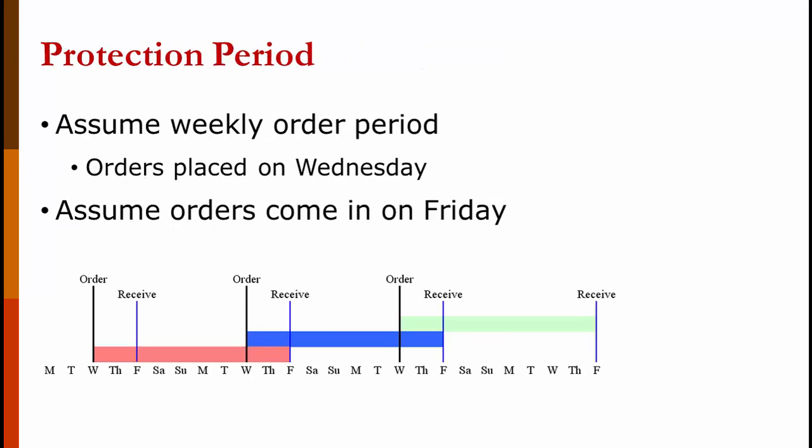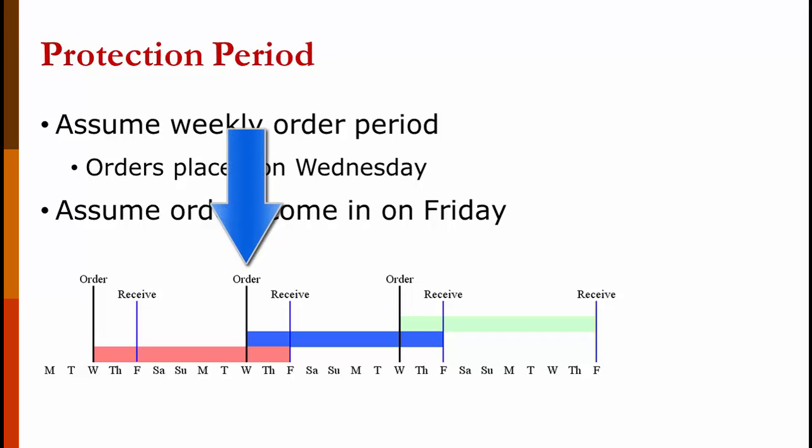In order to talk about that, let's assume that we have a weekly order. We place orders on Wednesday, and they come in on Friday. Looking at the pink area, we place the order on Wednesday, it comes in on Friday, and now it has to protect us for longer than a week. So we go to next Wednesday, we place an order, but if we've run out, we don't get it yet. We don't get it till that Friday. So the protection period is the review period, the week, plus the lead time. So my protection period has to be for 9 days.